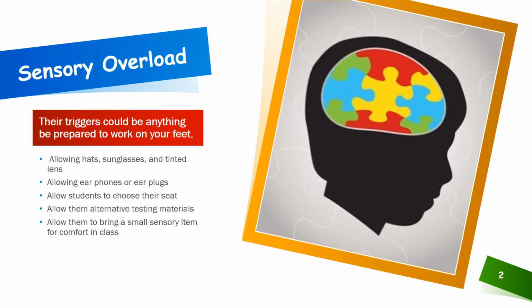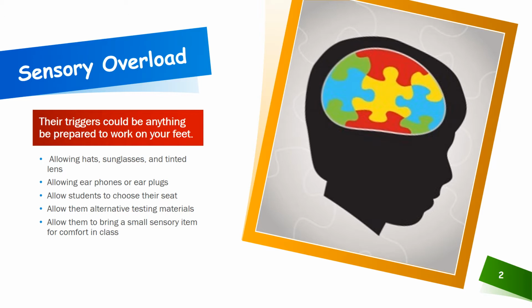The first thing that we need to talk about is sensory overload. There could be triggers anywhere for students with autism spectrum disorders, anywhere in your classroom, so you need to be prepared to work on your feet. The possible accommodations to support a student with sensory differences include allowing hats, sunglasses, and tinted lenses to be worn and allowing earplugs or earphones.